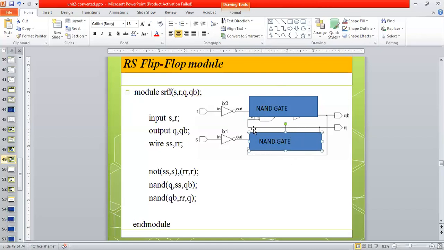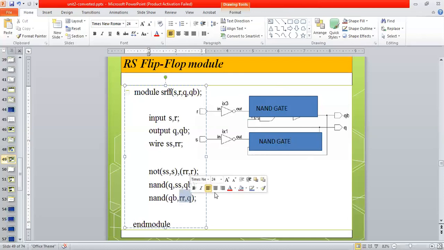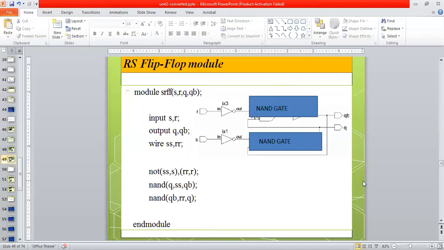This output is fed forward to this circuit. So RR and Q are the inputs for this circuit. What is the output here? QB is the output for this circuit. Next, in a similar way, I am taking another NAND gate. What is the input here?